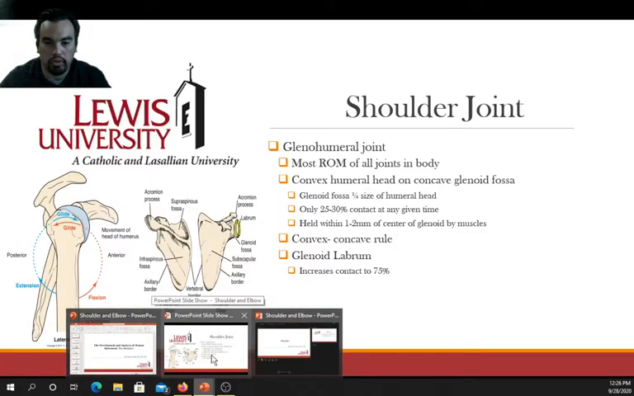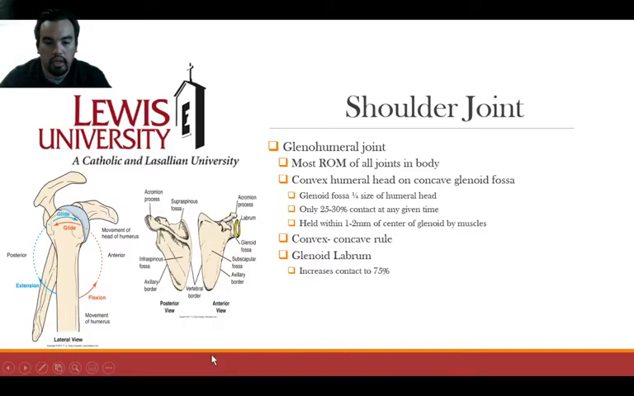If we're talking about overall surface area, only about 25 to 30% of the contact at any given time is made between the humeral head and the glenoid fossa, so it only is really sitting on about 25–30% of that bone-on-bone articulation. And it's held in place within 1 to 2 millimeters of the center of that glenoid fossa by mostly muscular attachments. So muscles really help stabilize that humeral head on that glenoid fossa.